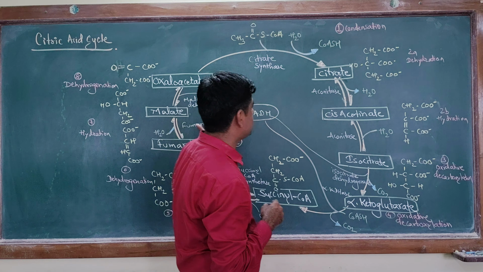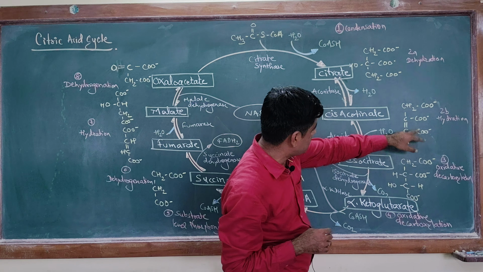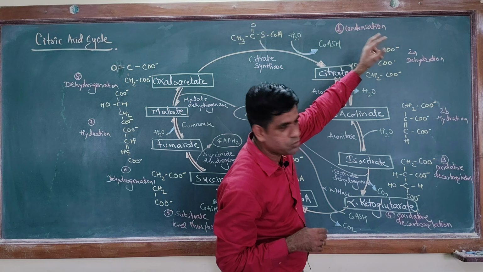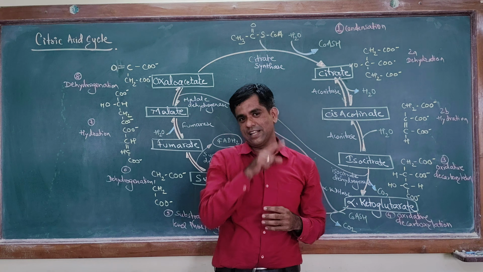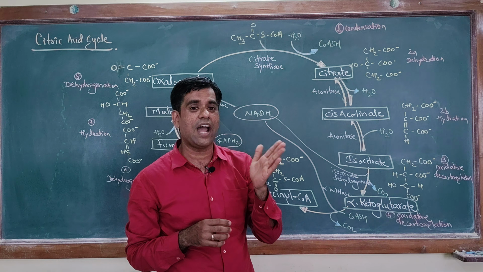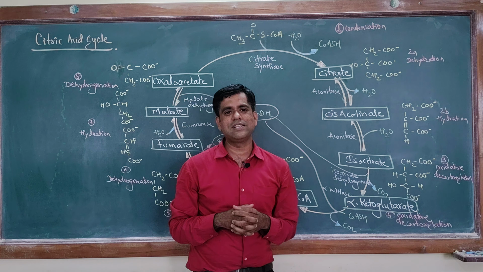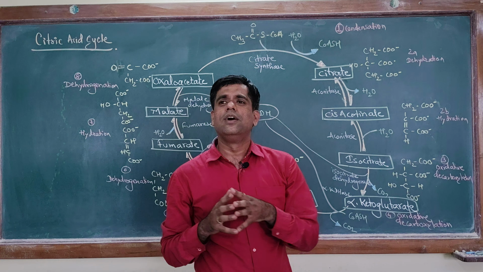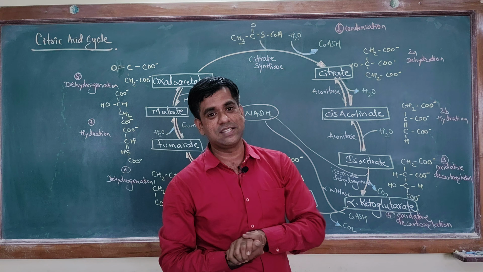Most of the intermediates formed here contain 3 carboxylic acid groups, as you can see here, this one, this one, this one. So it has 3 carboxylic acid groups, and therefore this cyclical pathway is called the tricarboxylic acid cycle. We also sometimes refer to it as the Krebs cycle because it was discovered by Sir Hans Krebs.